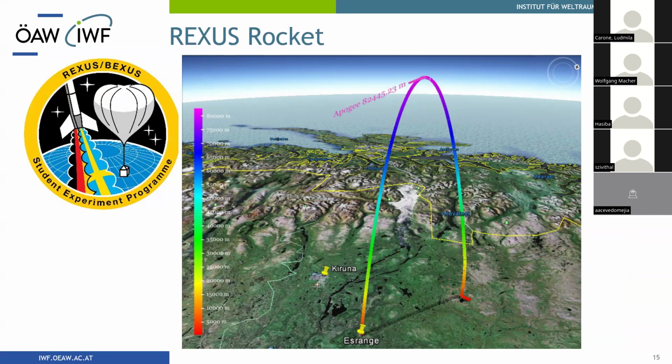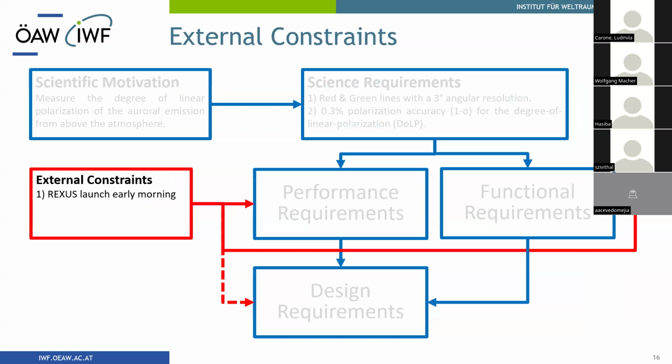This area here is the rocket range. It's full of reindeer, so you just shoot at the reindeer. And yeah, so it goes to 80 kilometers. The flight lasts about 3-4 minutes, so not too long, actually. Right, so this is one of the constraints we have.